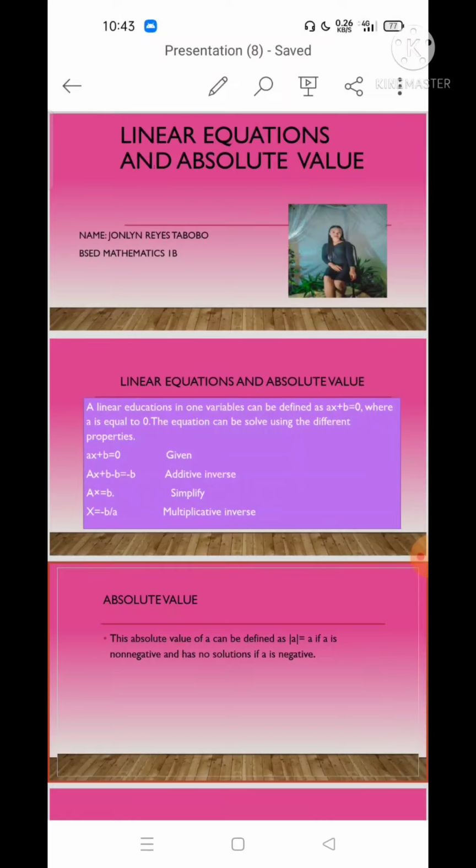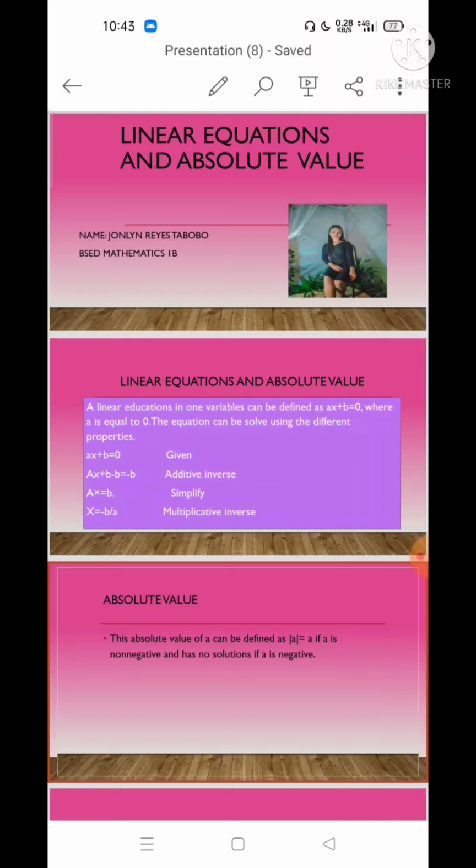A linear equation is when variables can be defined as ax + b = 0, where a is not equal to 0. The equations can be solved using the different properties. So ax + b = 0, this is the given. ax + b = b. Then ax + b - b = -b.